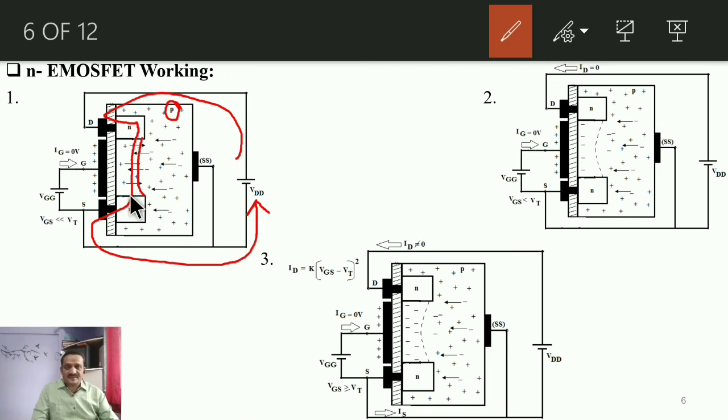Now how to induce it? To induce that channel, the gate terminal plays its main role. See, this is a gate terminal. By applying a proper polarity with the external DC source to the gate terminal, that channel can be induced, is it? Now see, as I already told, there is a SiO2 layer. That means there will be no flow of current from that external VGG, gate voltage source, towards the channel. Current will not flow, but we can apply the field, is it?